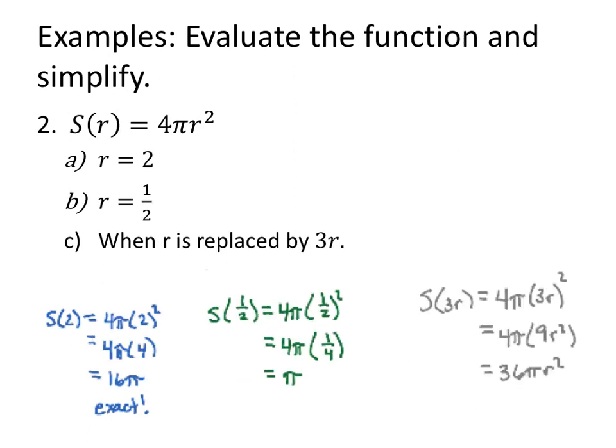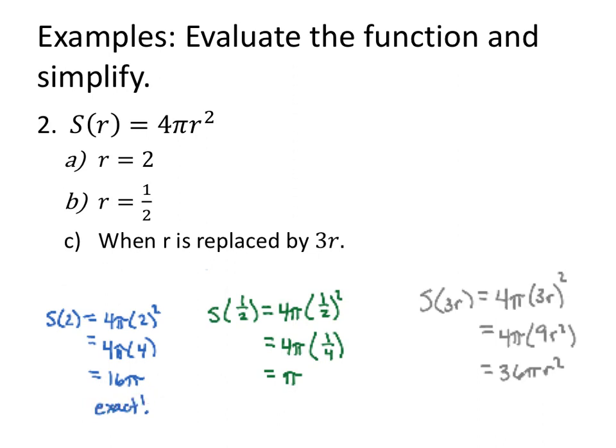4 pi r squared. First, we replace the r with 2. I use parentheses when I take the r out and put the number in. Order of operations: 2 squared is 4. 4 times 4 is 16.